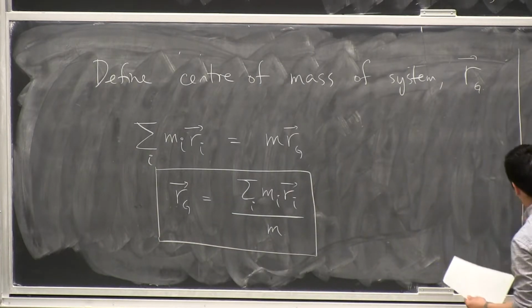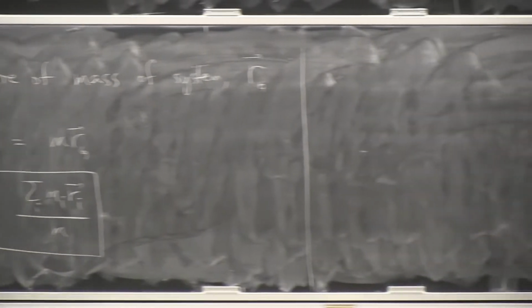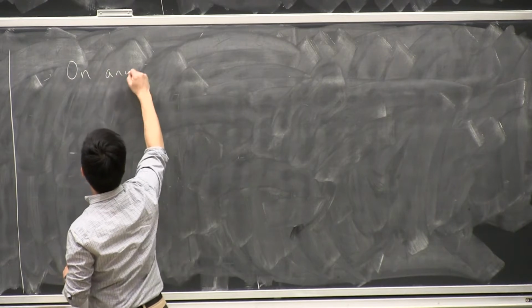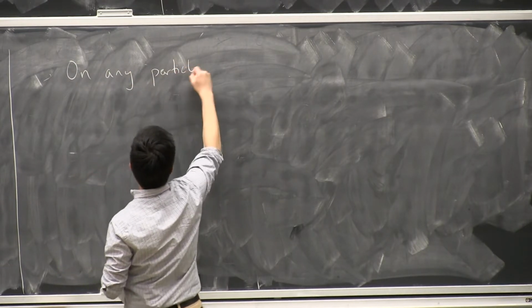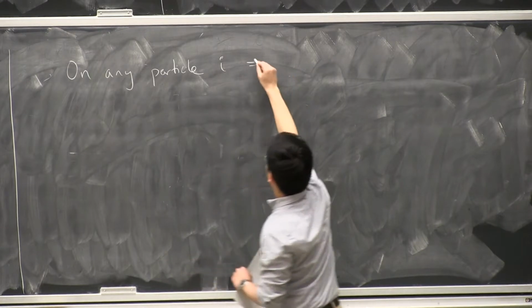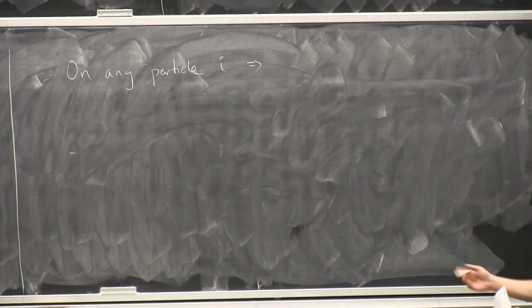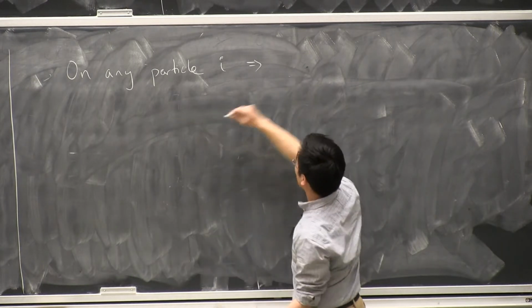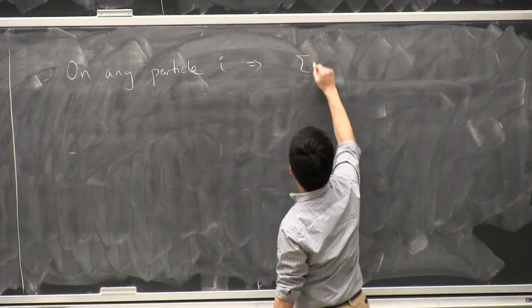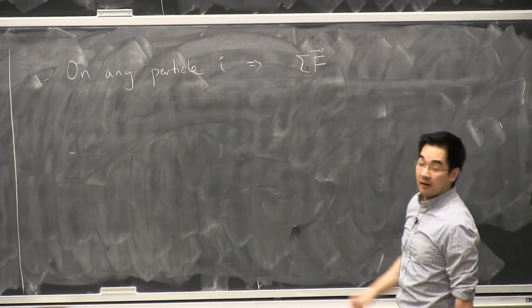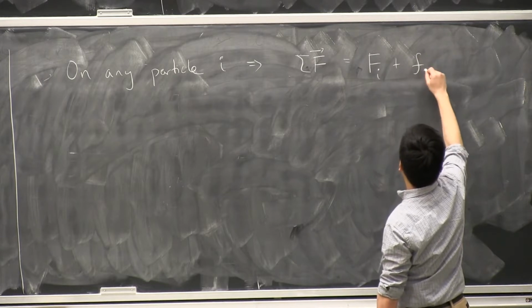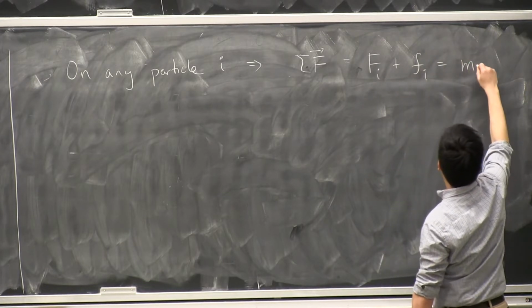Okay, so now I'm going to do the force balance. So let's take a look at the forces acting on a given particle. On any particle i, looking at that diagram, I've actually divided it into a capital Fi and a little fi. Okay, so we can write this. For any particle i, the sum of all the forces must be equal to capital Fi plus little fi equals mi ai.